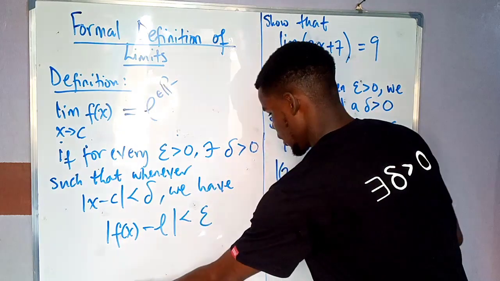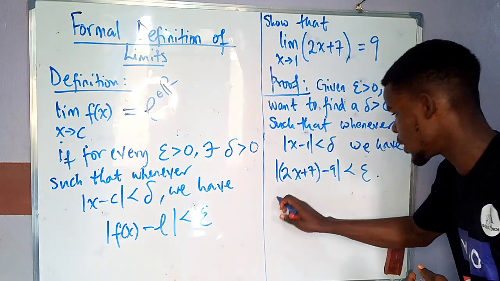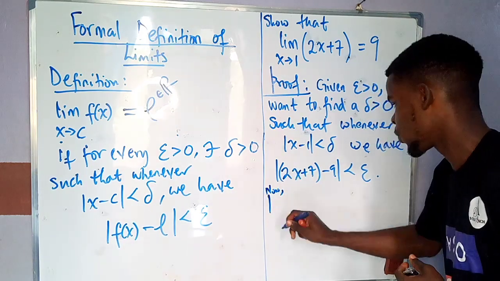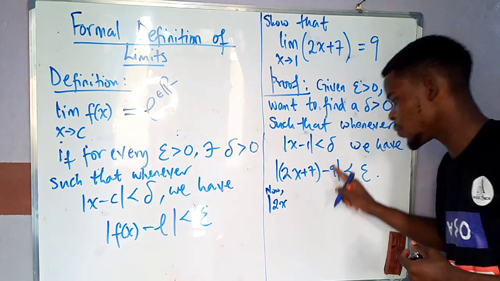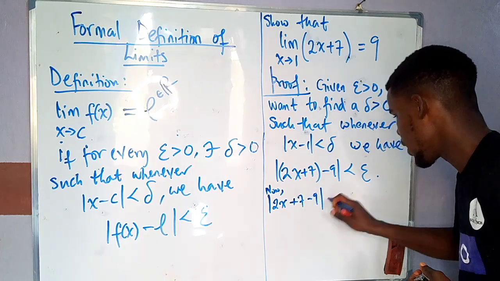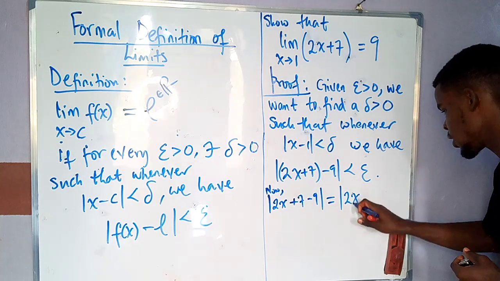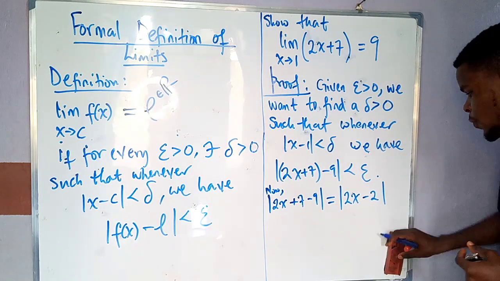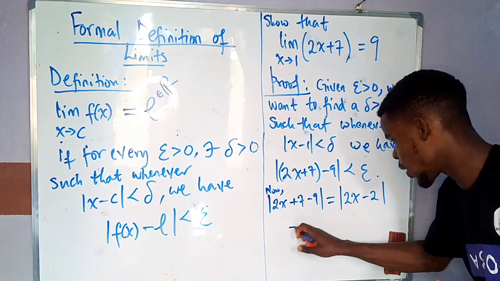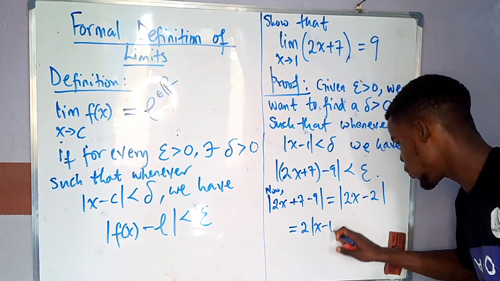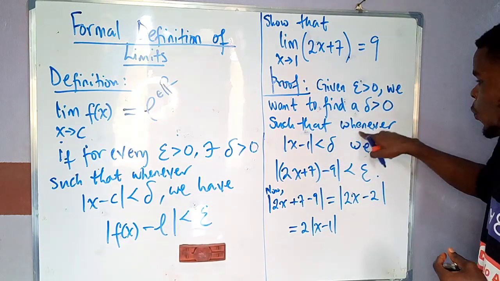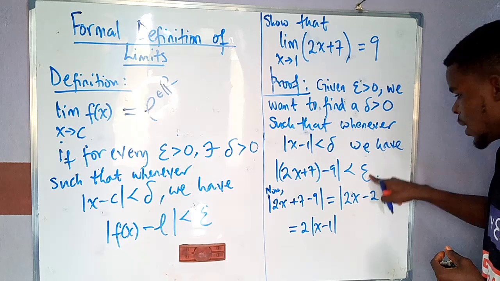Using the fact that this is true, from here we can have, let me just bring a little statement now, 2x plus 7 minus 9, that is minus 2. So 2x plus 7 minus 9 is the same thing as 2x minus 2. And from here, noting that 2 is common, we can factor it out. By factoring, we're going to have 2 times x minus 1. But initially, in the build-up, we said that whenever this is true, we have that this is true, that is, this is less than delta.